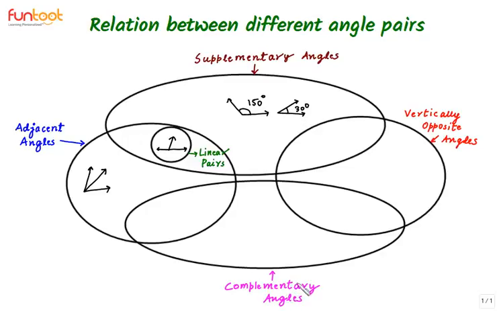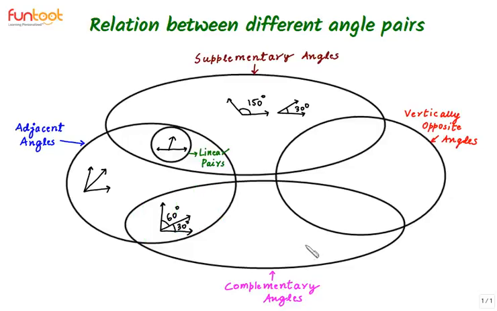Now let's take our attention to complementary angles. We know that complementary angles cannot be supplementary. But can they be adjacent? Of course, yes. Adjacent angles can be complementary, as is the case here. Suppose this angle is 30 degrees and this angle is 60 degrees. The sum of both of them is 90 degrees and they are complementary as well as adjacent. So this type of angles are in the common region between the circle representing complementary angles and adjacent angles.